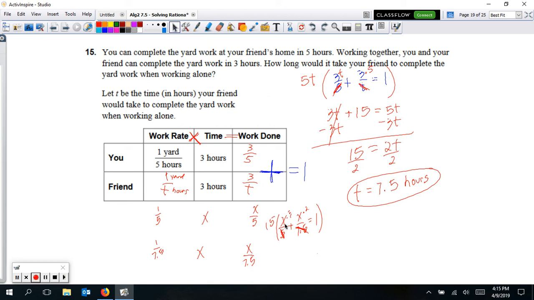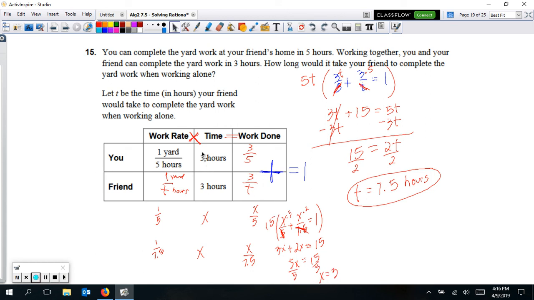Still 3 left to multiply this x by. 7.5 goes into 15 2 times. Still 2 left to multiply this x by. So now our equation would be 3x plus 2x equals 1 times 15. We can then combine like terms there. So 5x equals 15 and divide by 5. And 15 divided by 5 would be 3. And now there would be 3 hours.